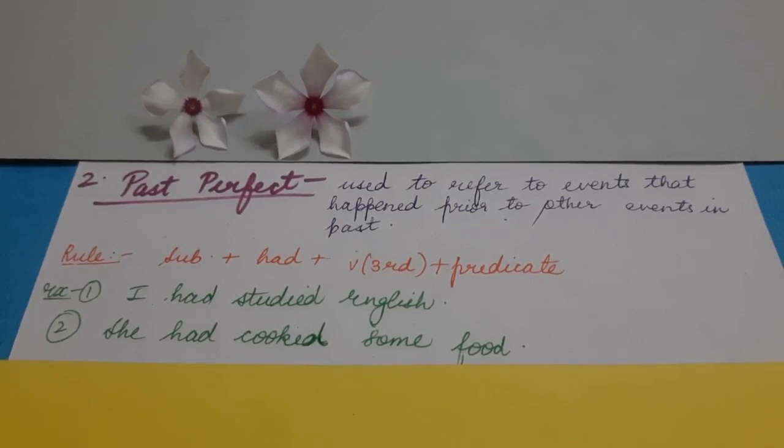Its rule is subject plus had plus verb third form and predicate. For example, I had studied English. Number 2, she had cooked some food. So it means that after studying English, you had done something else in the past. But we are talking about studying English. So I had studied English and she had cooked some food. After cooking some food, she had maybe done something else also. We are talking about cooking food. So she had cooked some food.